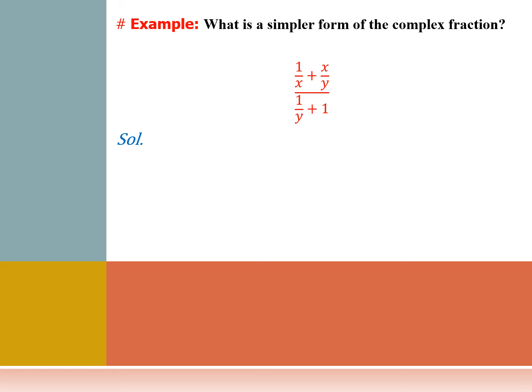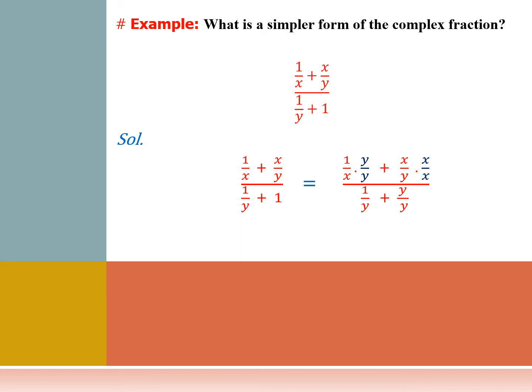We start by finding the least common multiple for 1 over x plus x over y, and also for 1 over y plus 1. Starting with 1 over x plus x over y, to find the least common multiple of x and y, this should be multiplied by y and this by x to get xy. Then 1 times y is equal to y, and x times x is equal to x squared, over xy for both.